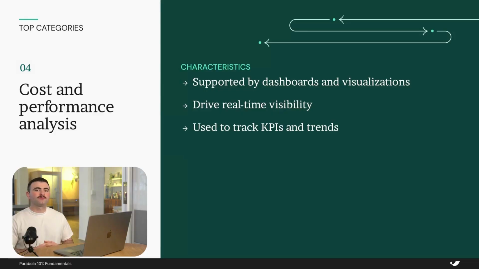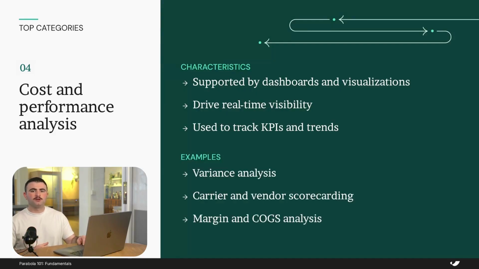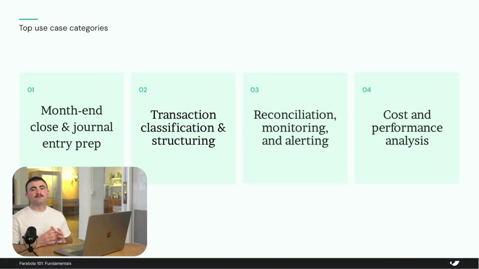Finally, we have cost performance and analysis, which you can think of as your recurring reporting use cases. Some of your systems might have reporting natively, but oftentimes all the data you need is spread across a couple different systems. It might not have the exact nuanced logic you need, and so you end up breaking into spreadsheets. This includes processes such as variance analysis, where we are comparing budgets versus actuals, as well as carrier and vendor scorecards.